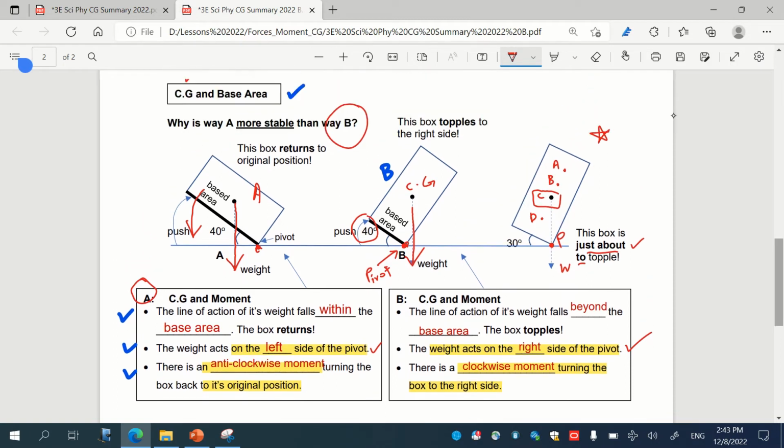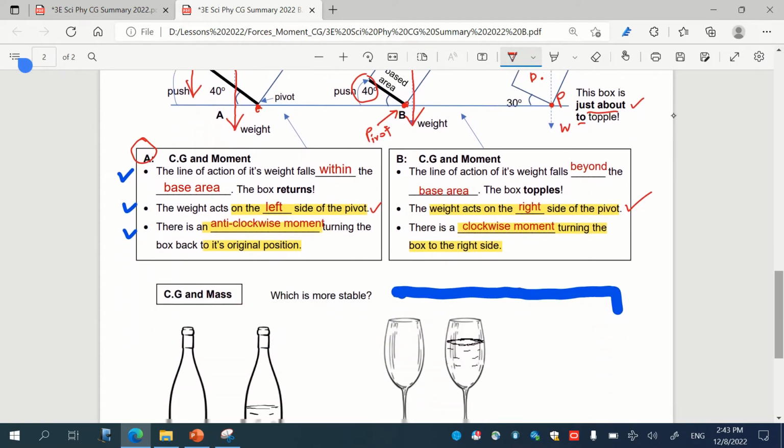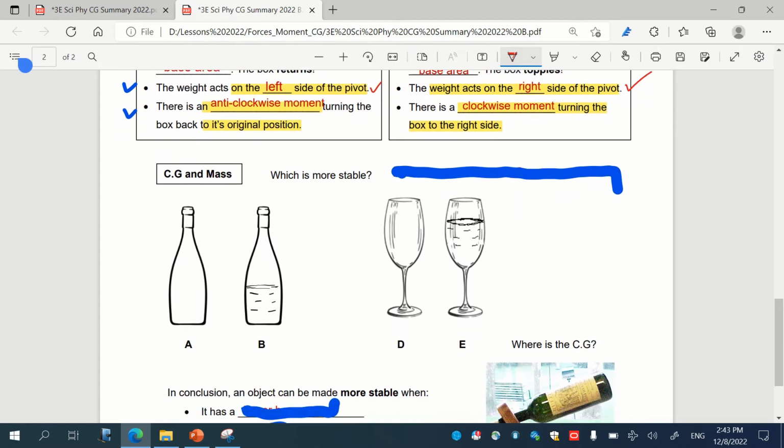All right. So all this will help to increase the stability of an object. So let's look at two scenarios. Scenario one, comparison between wine bottle A and wine bottle B. Scenario two, looking at an empty wine glass and a filled wine glass. Now I want to ask you for scenario one, A and B, which wine bottle is more stable? One is empty, one is filled with water.